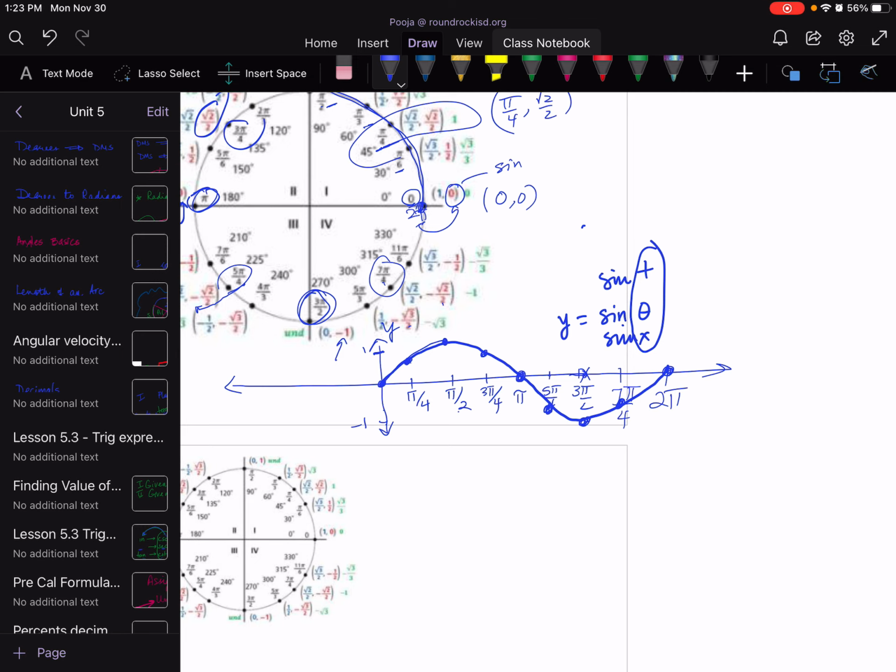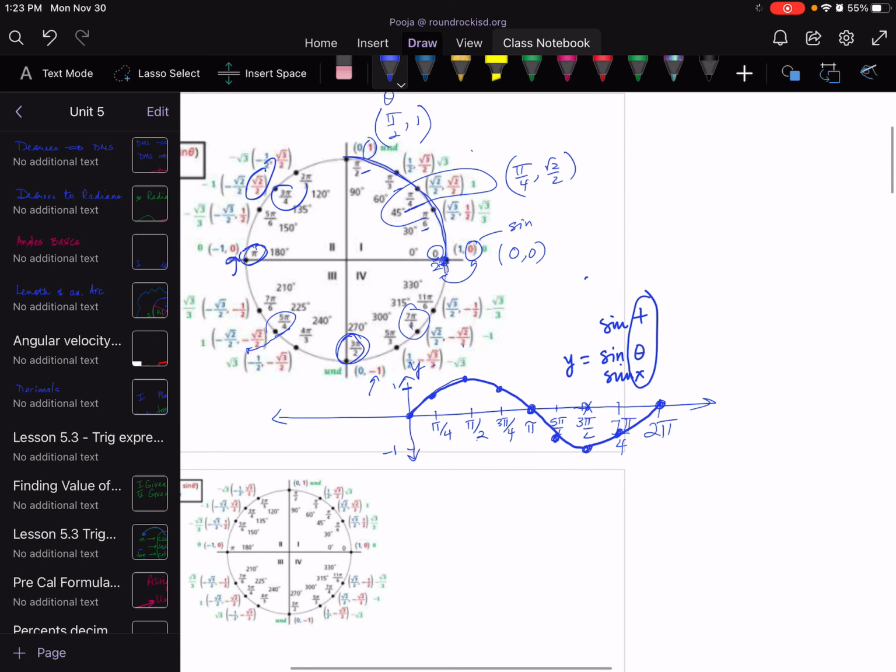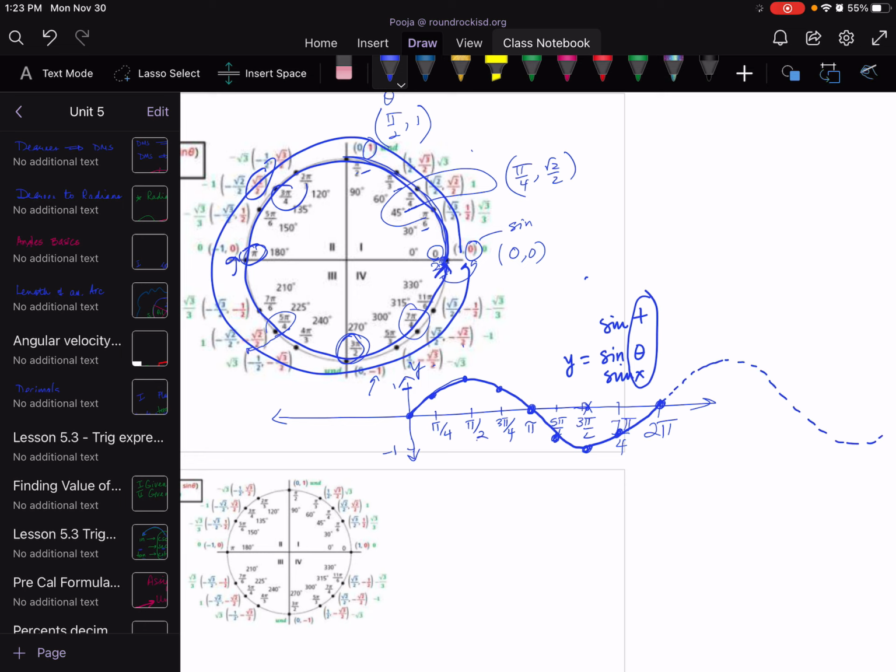If I continue with these revolutions, so this was one revolution, right? If I continue another revolution, what will happen? The same values are going to start repeating themselves, right? So I can predict what's going to happen next. And honestly, if I start rotating backwards in the counterclockwise direction, same thing. So this graph goes on forever in both directions.